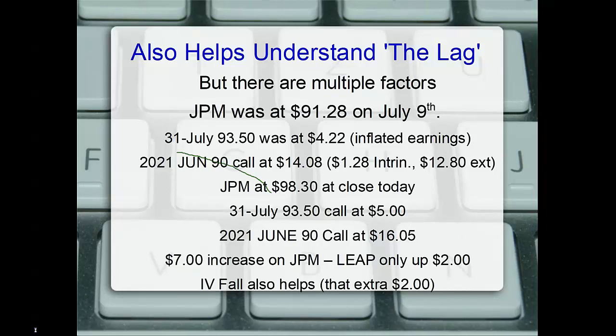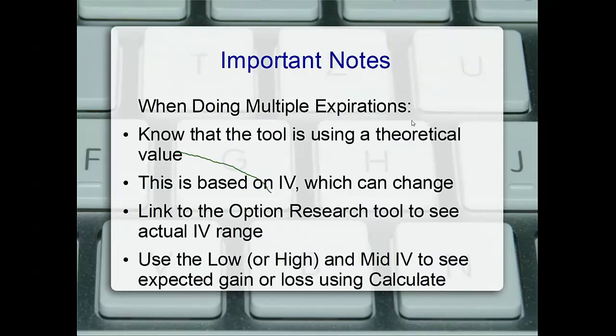All right. So important notes here, when doing multiple expirations, know that the tool, the profit and loss chart, is using a theoretical value based on the Black-Scholes pricing model, which is what any sort of options service or profit and loss chart is doing. It has to say, we don't know exactly what this option is going to be because there's going to be time value. We have to calculate that using these theoretical pricing models. Those are based on implied volatility of the current option.